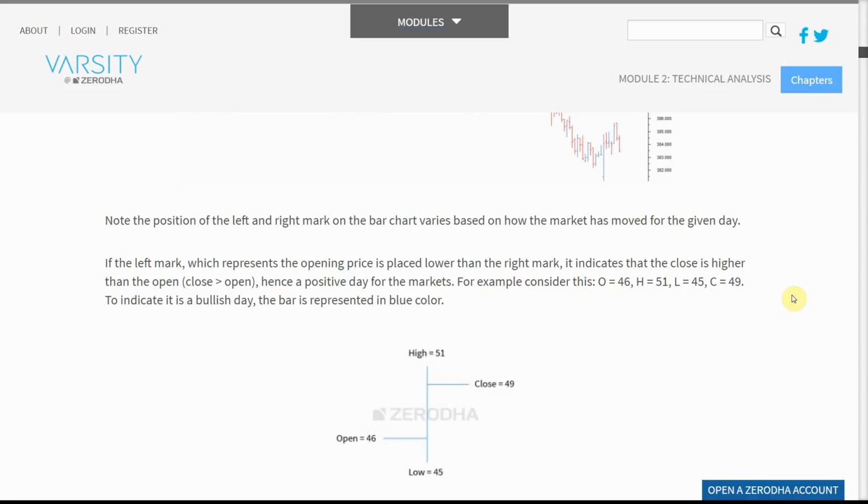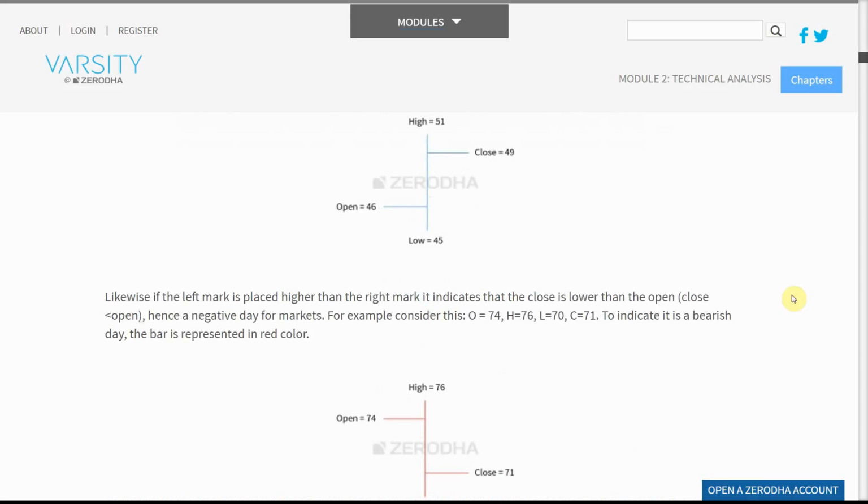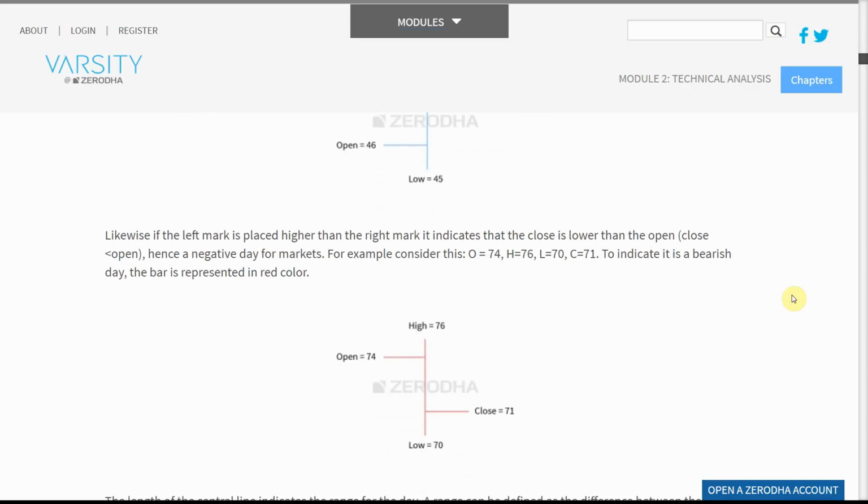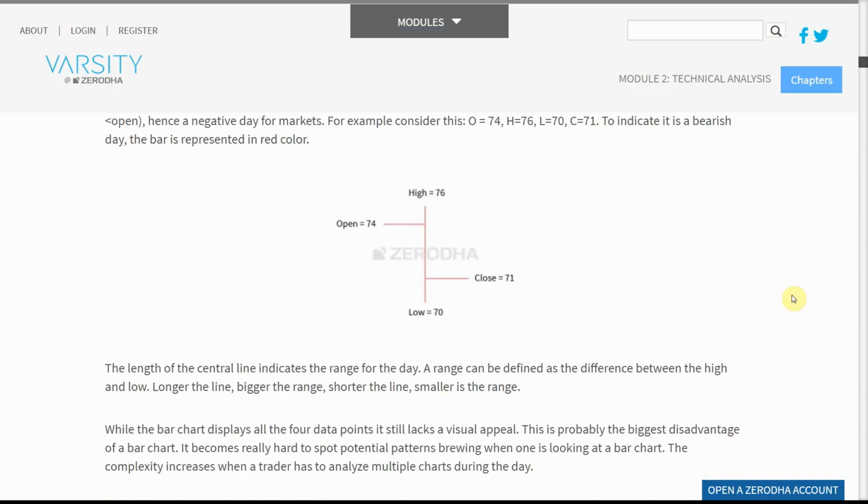For example, consider this. O equals 74. H equals 76. L equals 70. C equals 71. To indicate it is a bearish day, the bar is represented in red color.